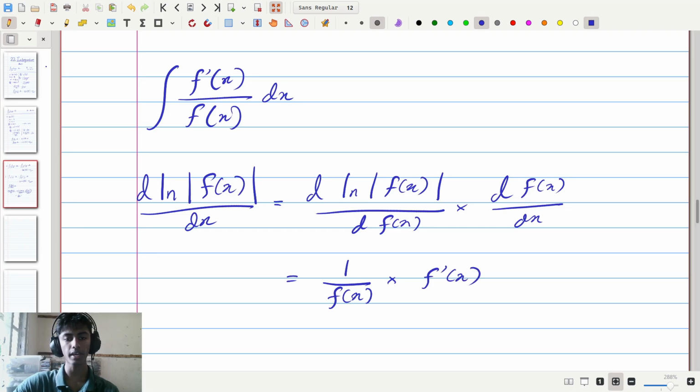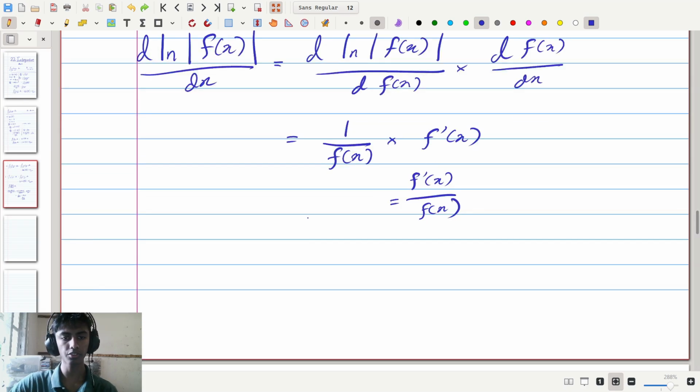So therefore, what we have is our answer of f prime x divided by f of x. Therefore, when we take the derivative of the logarithm of the absolute value of f of x with respect to x, we get f prime x divided by f of x. Therefore, reversing the process, if we consider the integral of f prime x divided by f of x with respect to x, this is going to be the logarithm of the absolute value of f of x plus the constant c.